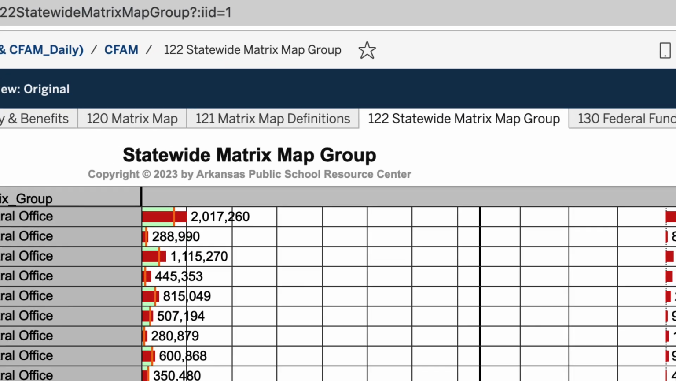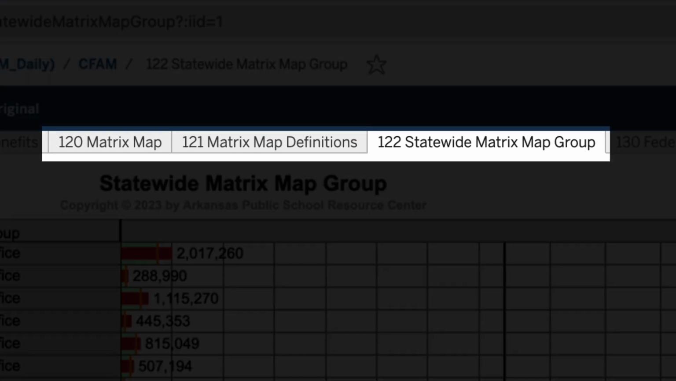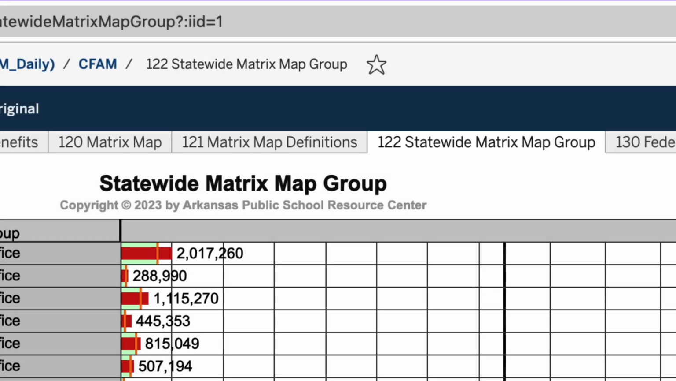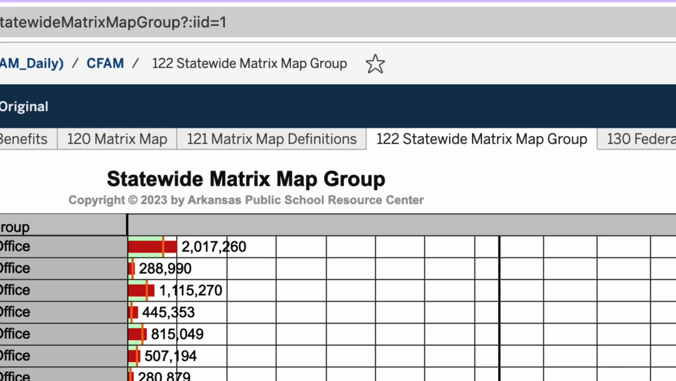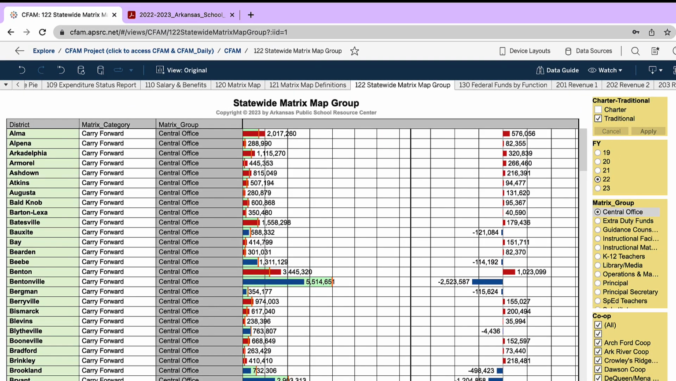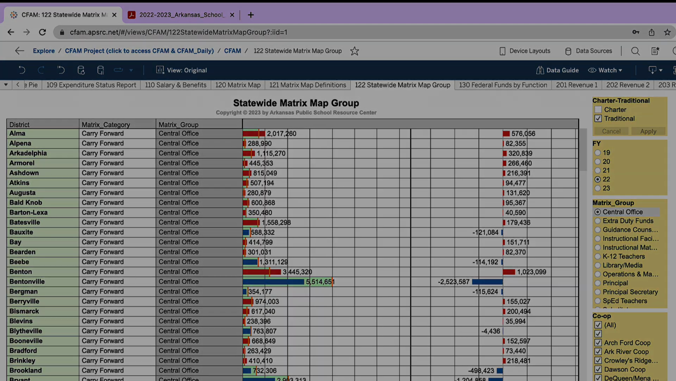So once again, worksheets 120, 121, and 122 really are all to be used together. It's just to kind of give you a look at how your school district spends funds with regards to how the matrix makes recommendations on how to spend those funds.